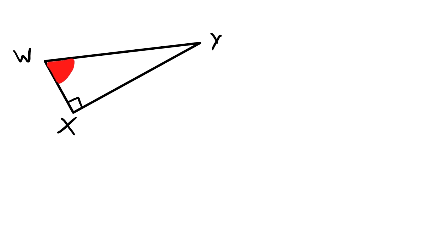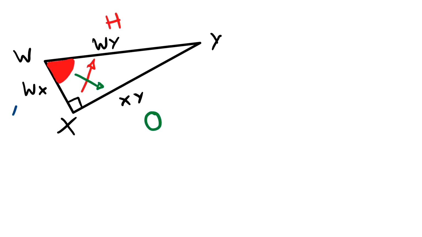So here's another one. Before we begin, I want to make sure I know all my sides. This is WY because it's joining our W corner and our Y corner. Here's XY, and finally here's WX. Straight line from our right angle, so that must be my hypotenuse. Straight line from my angle, that must be my opposite. And the last one means this is my adjacent side.